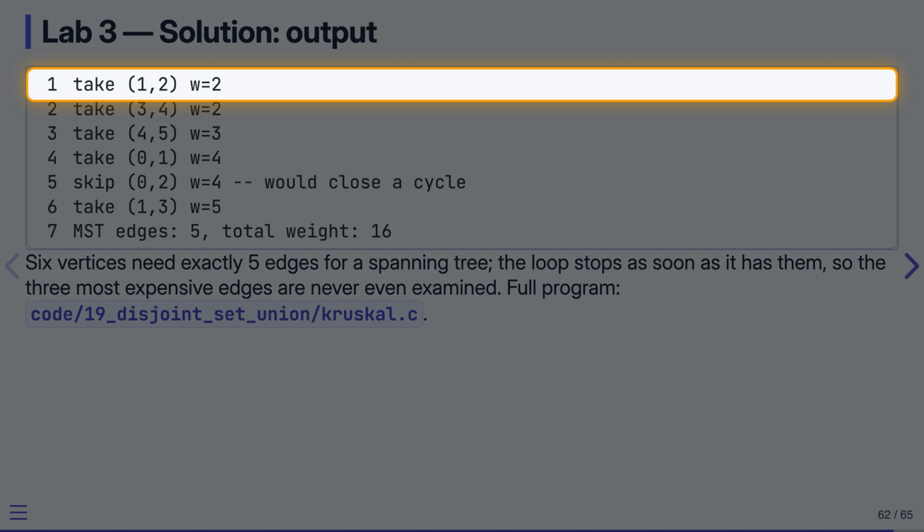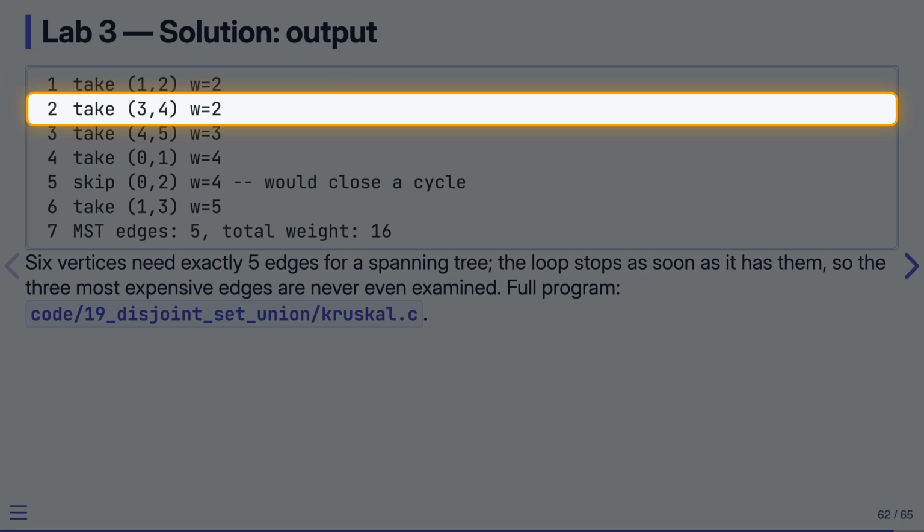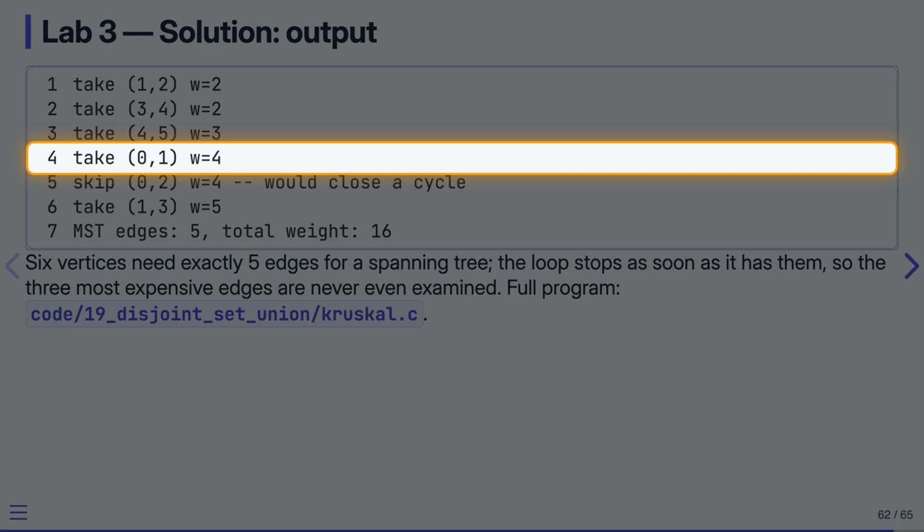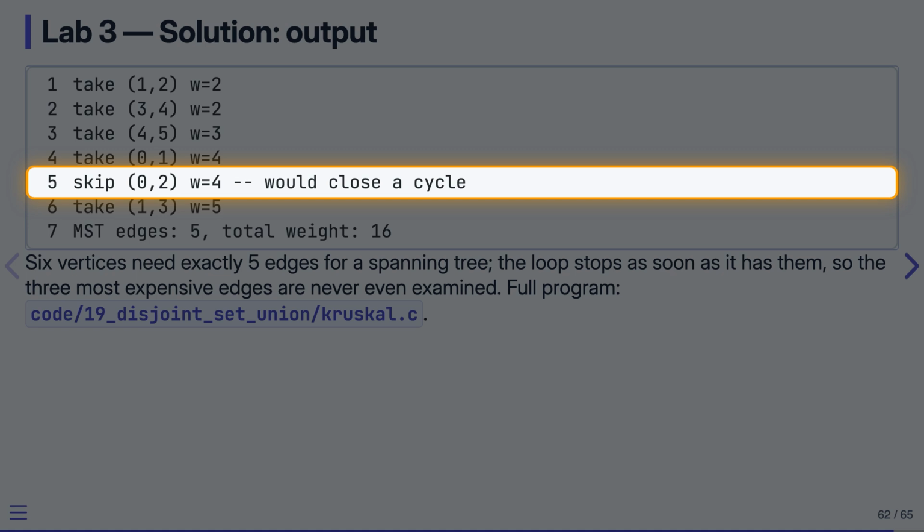Here is the run. The cheapest edge, 1 to 2 with weight 2, is taken first. Then 3 to 4, also weight 2. Then 4 to 5, weight 3. Then 0 to 1, weight 4. And here is the interesting line. 0 to 2, also weight 4, is skipped because it would close a cycle. 0 and 2 are already connected through 1.